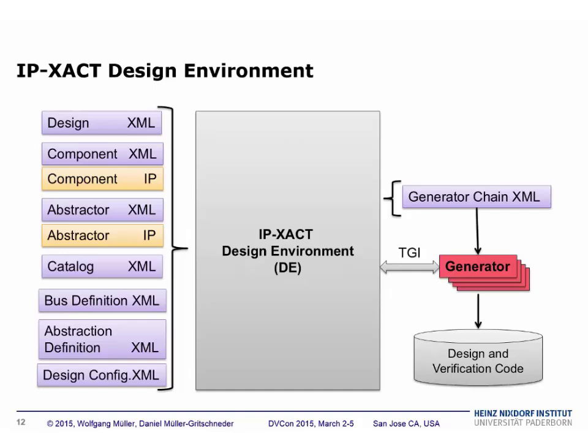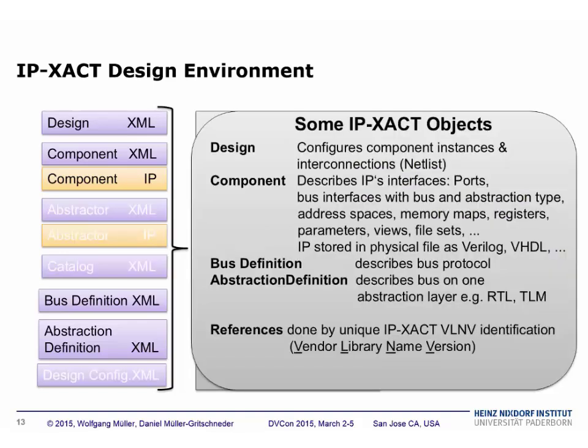These are taken actually to describe your system or your IP library, and on the other side you can also have some XML information in IP-XACT which you need to generate your design and verification code. So you can also encode in IP-XACT some additional information on how you want to generate design and verification code.